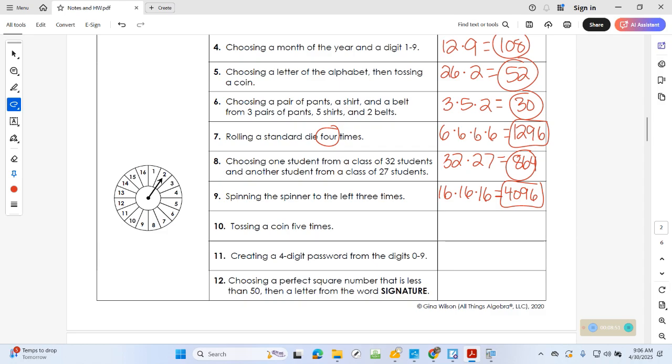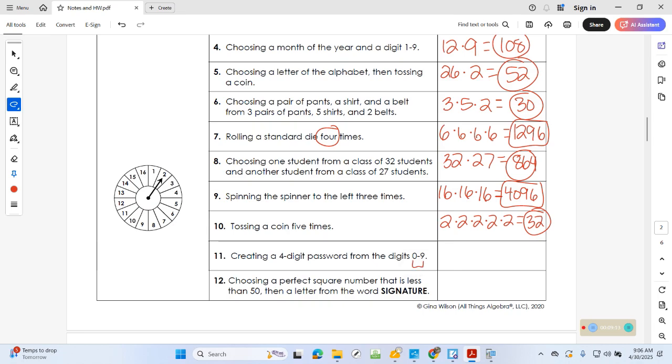Okay, tossing a coin 5 times. I swear we talk about a coin a million times. You've already told me there's 2 options, and we're doing it 5 times. Or, of course, you could do 2 to the 5th in your calculator. What do you got? 32. Crushing it.